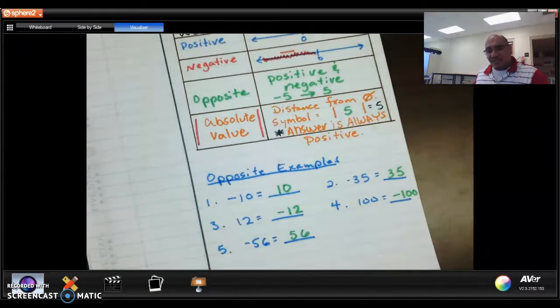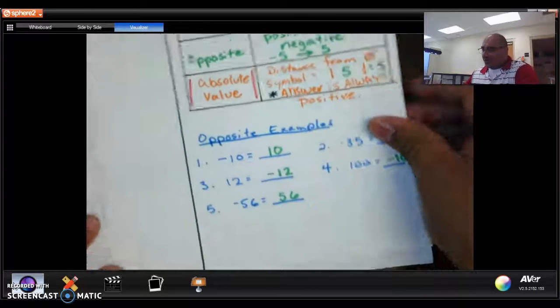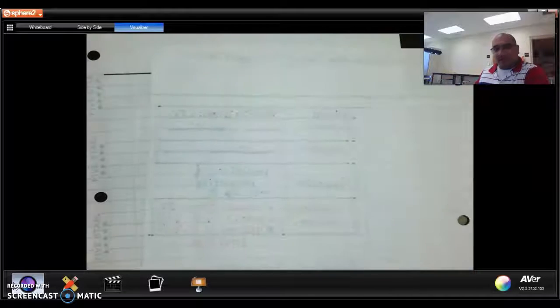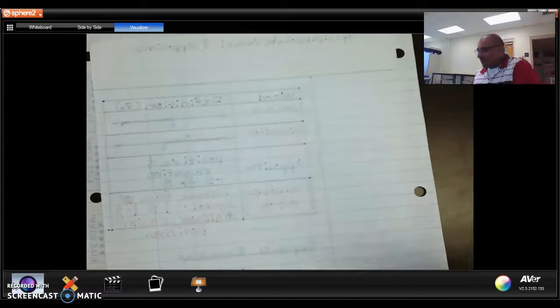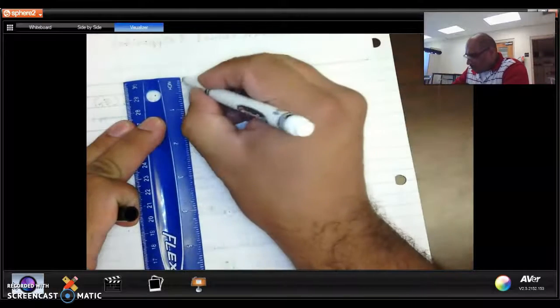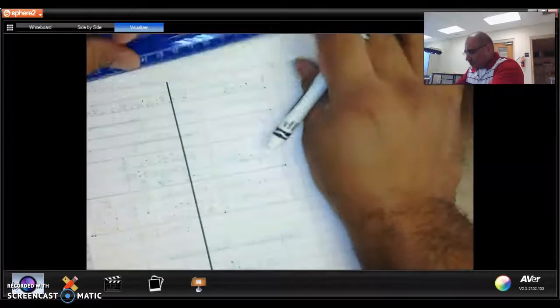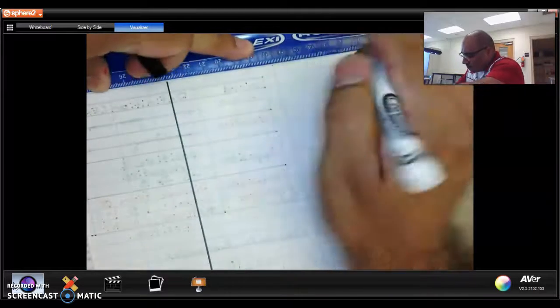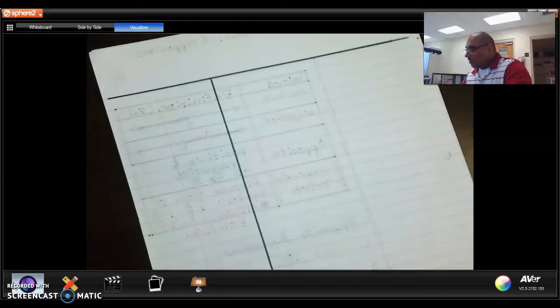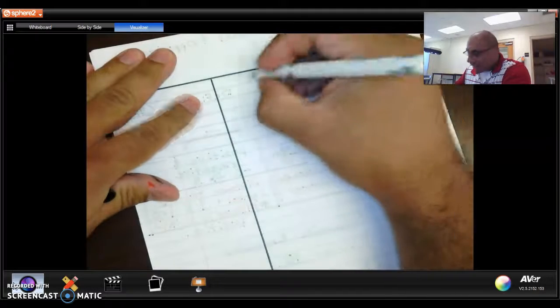Okay? So that's it for opposites. We're going to actually start to work on absolute value. And because I am at the bottom of my page right here, I'm actually going to flip over and start working on the back side. Okay? So on the back side, we are going to continue working, but now we are going to work on absolute value examples.